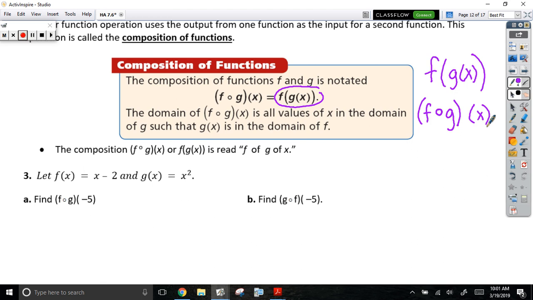So we'll start off with ones that are numerical. Example 3a says find f of g of negative 5. So usually I'll rewrite it. F of g of negative 5. So what you're going to do is you're going to start on the inside.